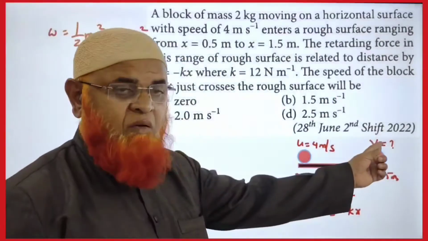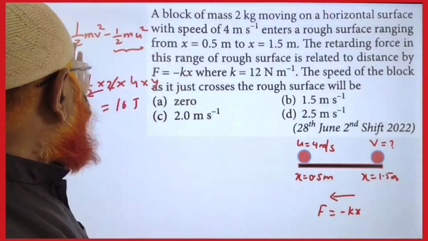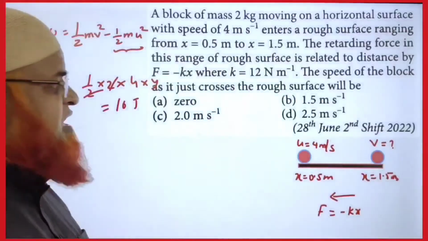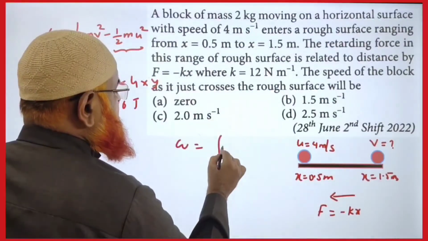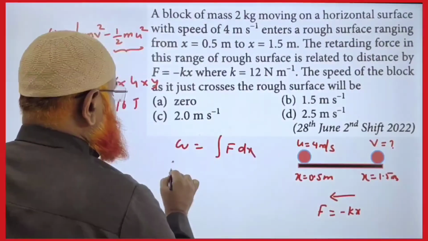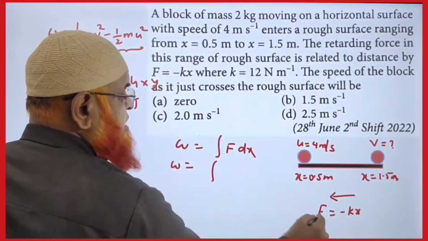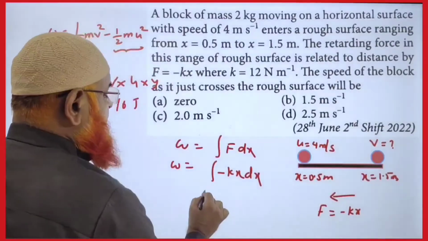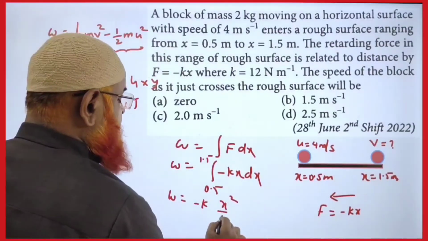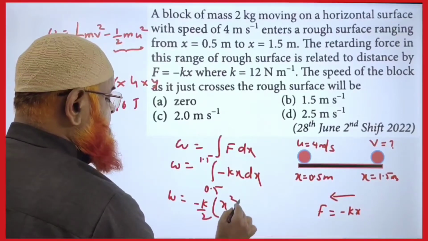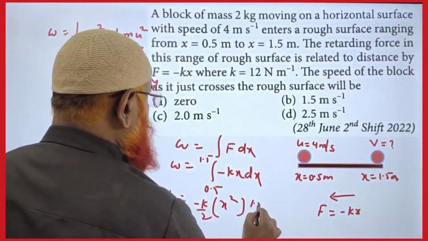So let us find out the final velocity here very easily. First of all, the work also you have to find out. If you find out the work, it's very easy to find out now. So how are you going to find out the work here? Work done is nothing but the integration of F dx. So W is equal to the integral of minus kx dx, limits are from 0.5 to 1.5. So therefore W is equal to minus k x square by 2. Limits are from 0.5 to 1.5 here.